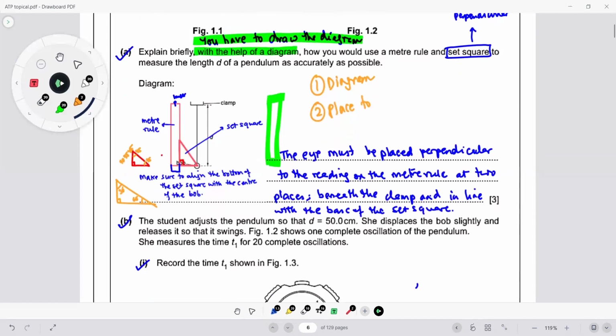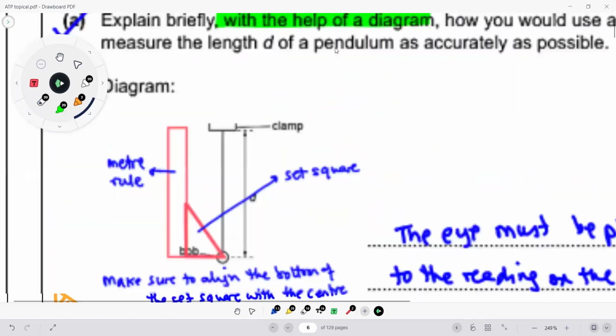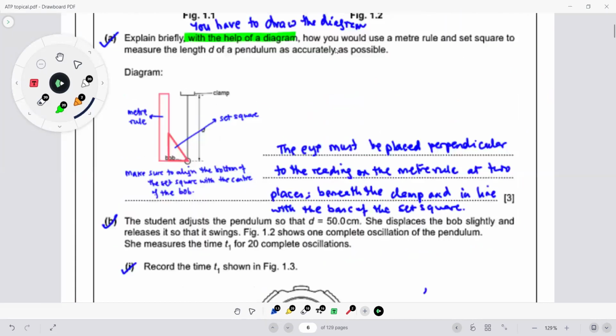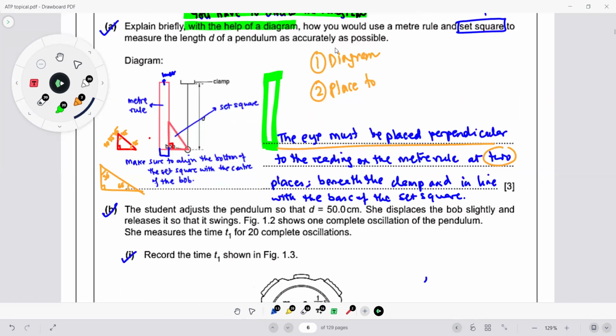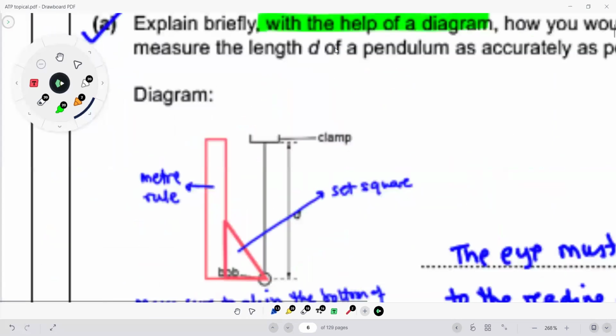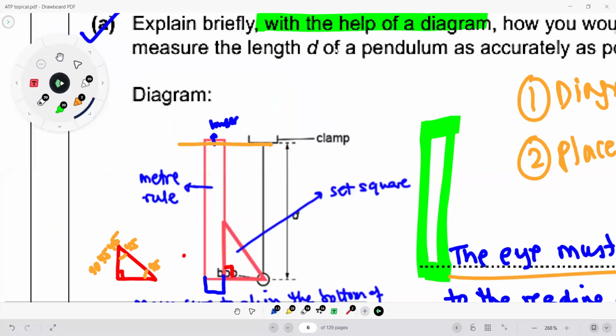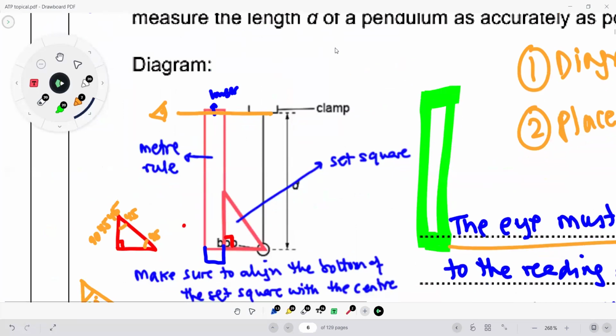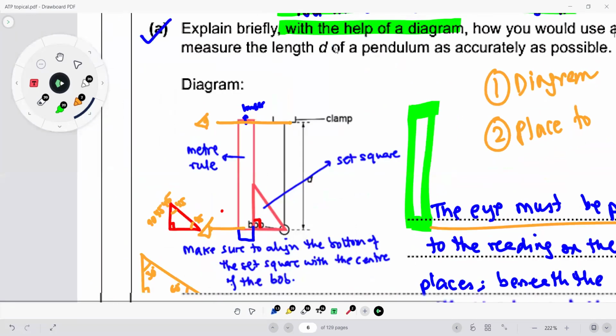Now it says the eye must be placed perpendicular to the reading on the meter rule at two places. Why at two places? Because you're taking two readings, and two readings means one at the top and one at the bottom. It says beneath the clamp and in line with the base of the set square. Okay, beneath the clamp is this position. Dekhna beta. Beneath the clamp is this position. So you have to place your eye here, and you have to place your eye here so that it is in line with the base of the set square.